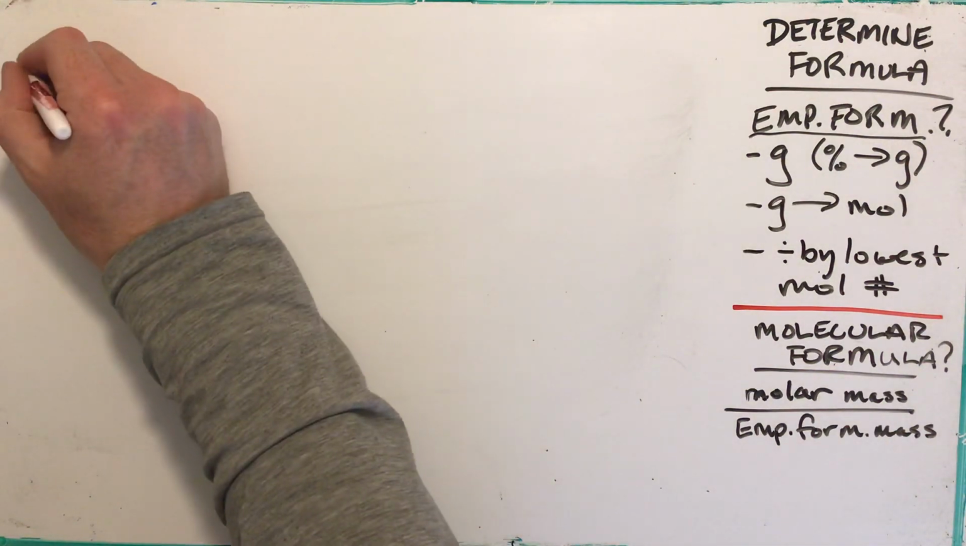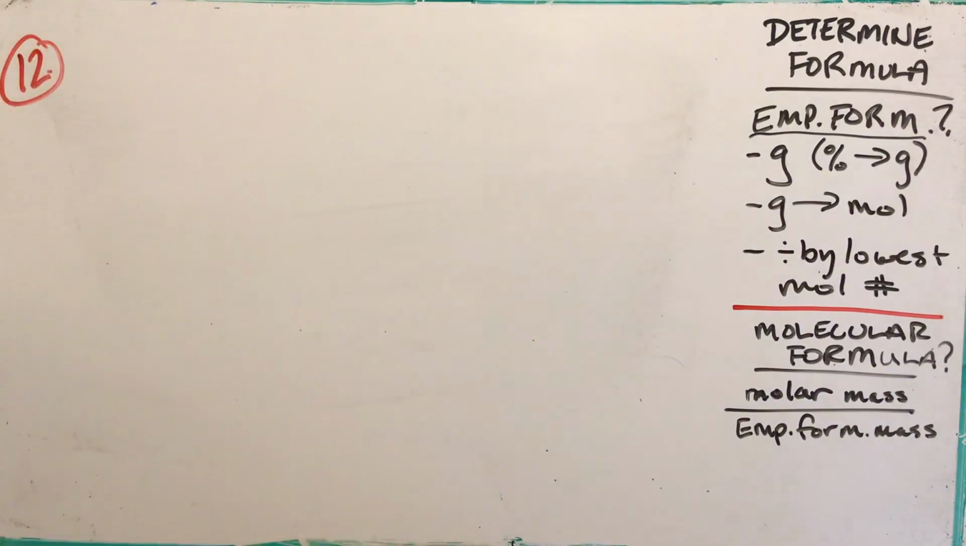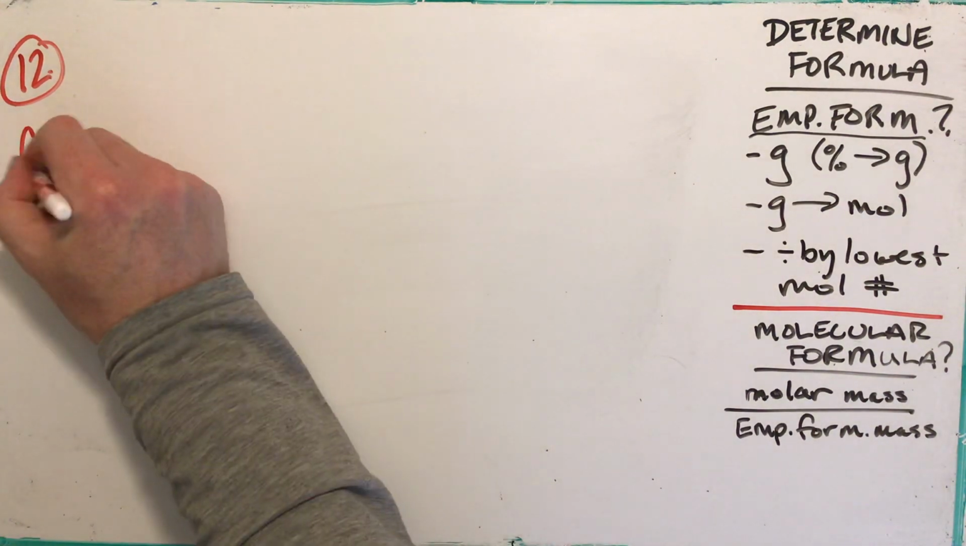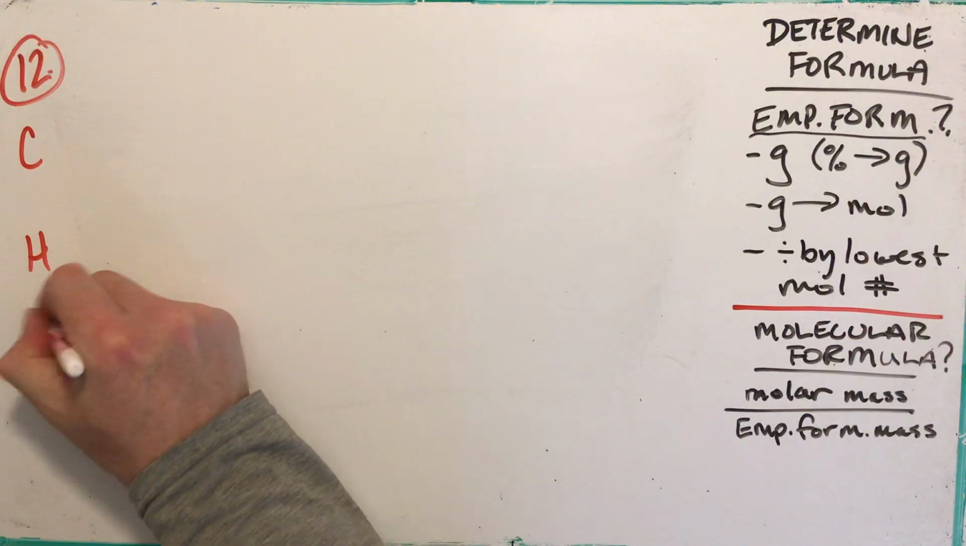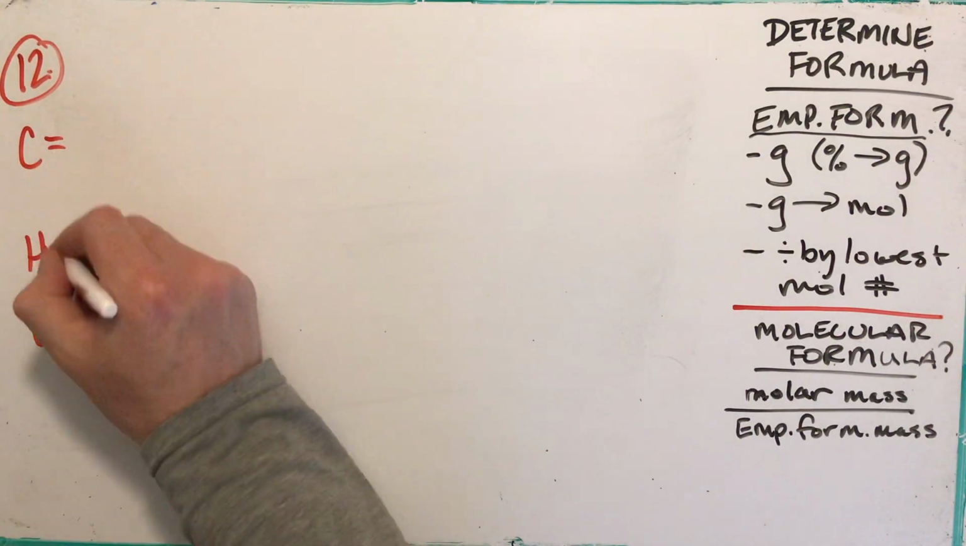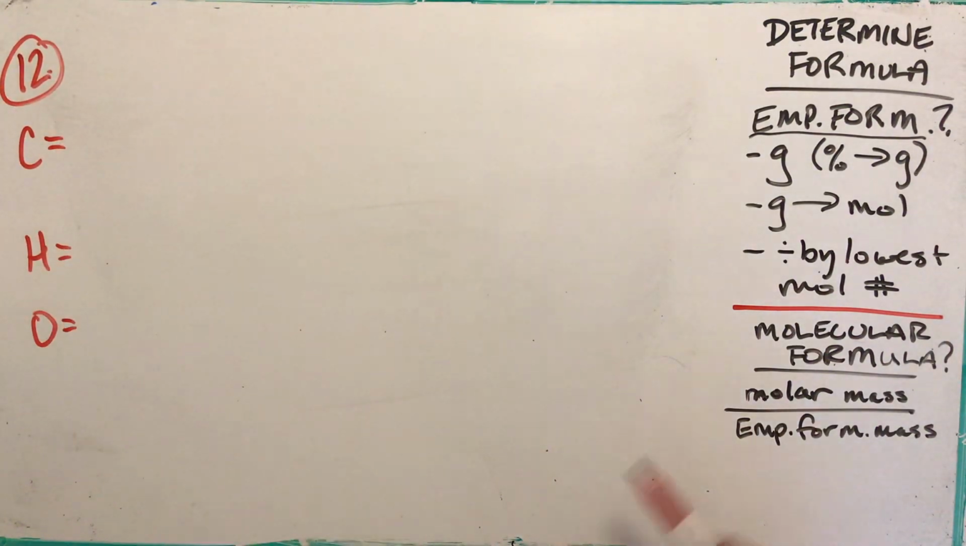All right, number 12. Number 12 has 3 elements. It gives us the percent composition for each element. So we've got carbon, hydrogen, and oxygen. And we want the grams.